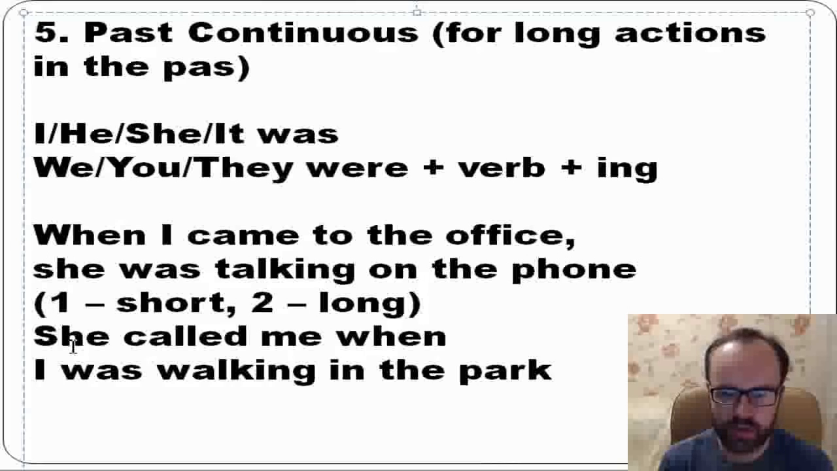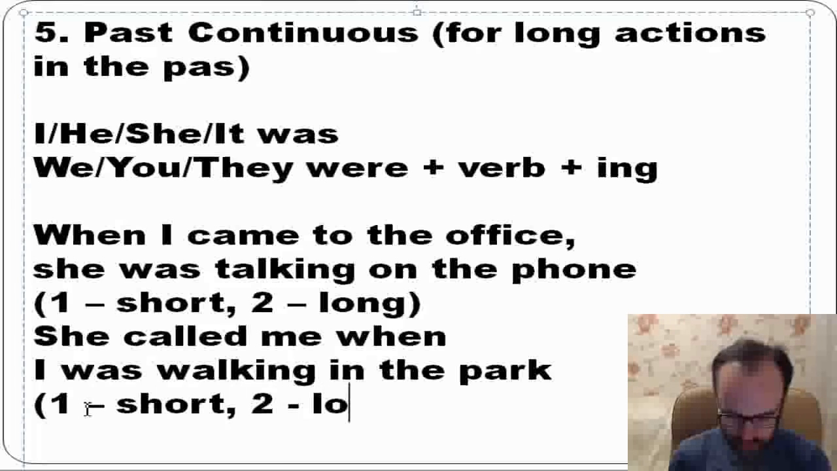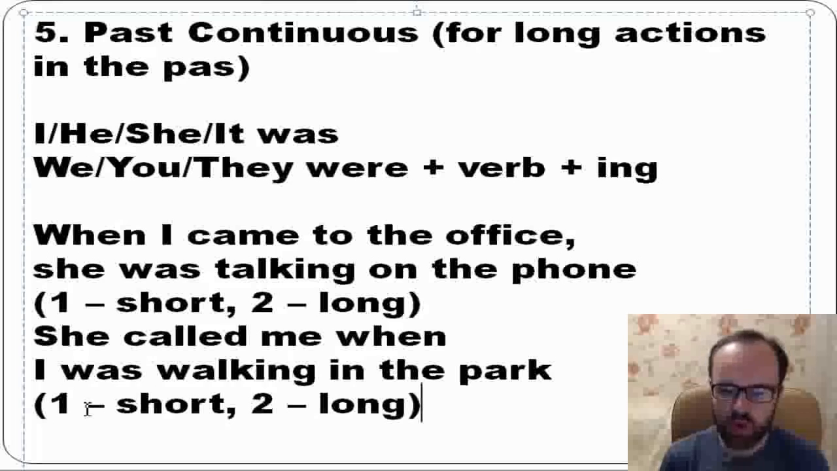And you see the second example. She called me when I was walking in the park. So the first action is short, and the second one is long. So you see, I was walking in the park. It's a long action, and she called me, so it's a short action.